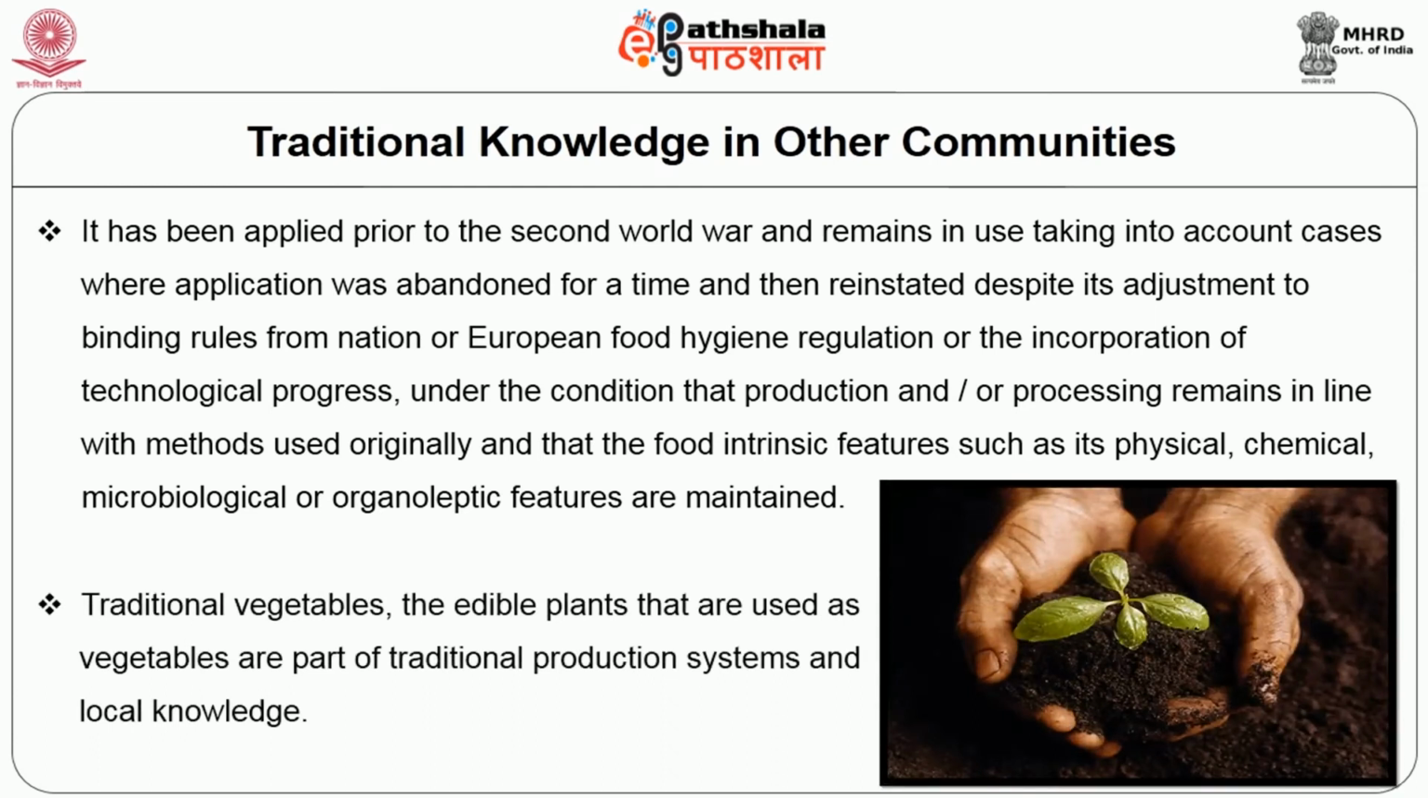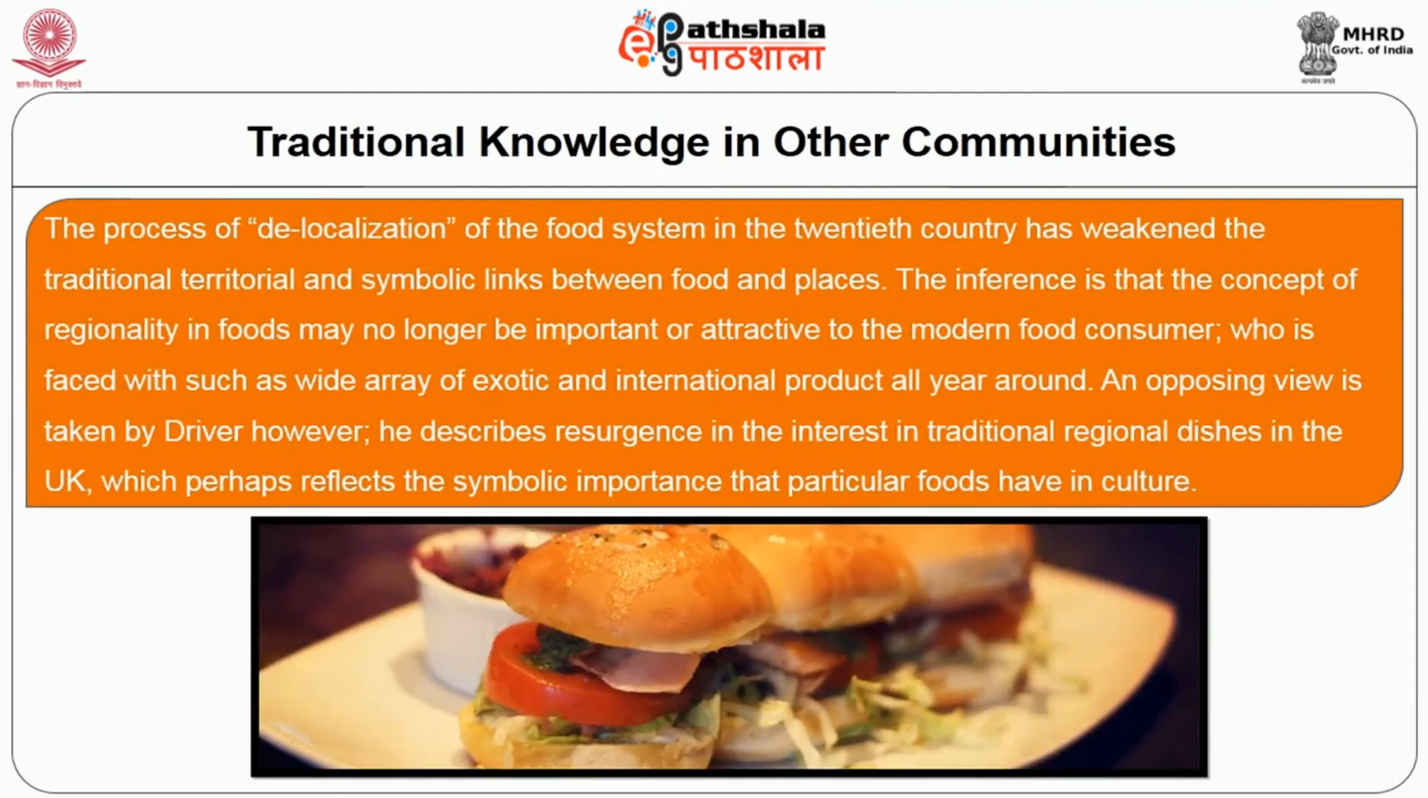Traditional foods, the edible plants used as vegetables, are a part of traditional production systems and local knowledge. The process of delocalization happening in the food system in the 20th century has weakened the traditional territorial and symbolic links that have developed over generations between foods and places. The inference is that the concept of regionality in foods may no longer be important or attractive to the modern food consumer, who is faced with such a wide array of exotic and international products from Western countries all year around. An opposing view is taken by Driver, however.